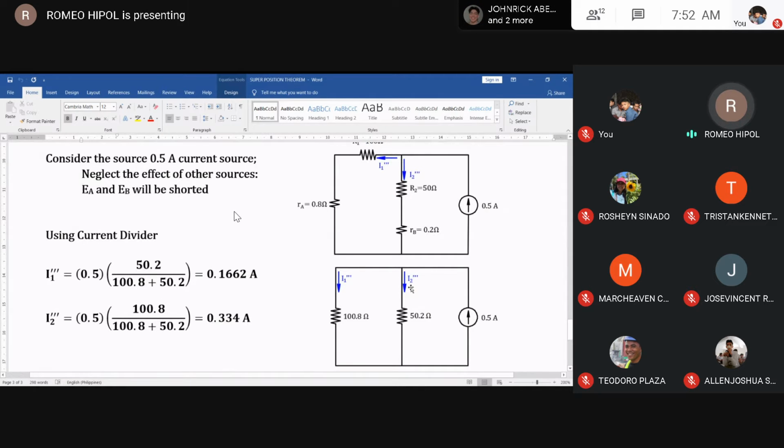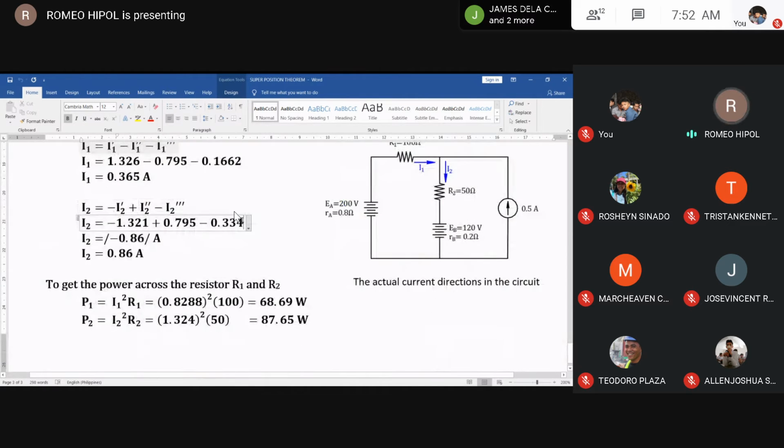For I2 triple prime, the current flowing at the resistor R2 is downward. Therefore, it will be set as negative. If you notice, the total became negative. So, we just take the absolute value to get the magnitude of the current. Actually, what we need is the magnitude of the current. This negative value is only used for the direction of the current.